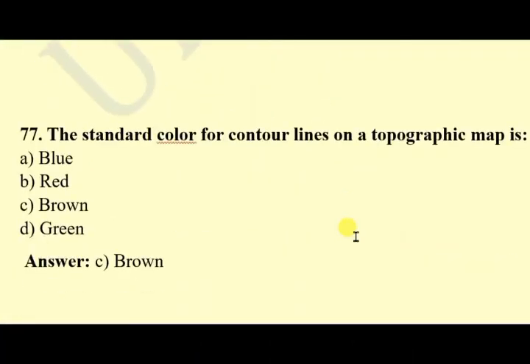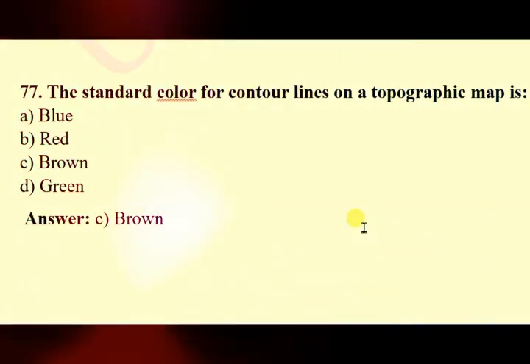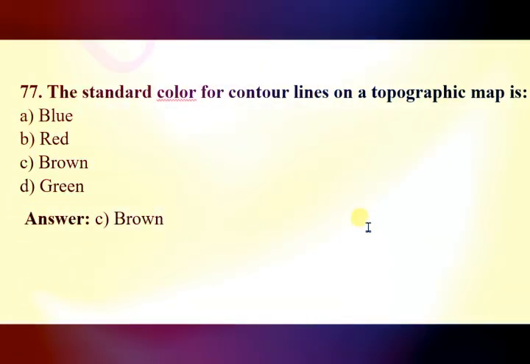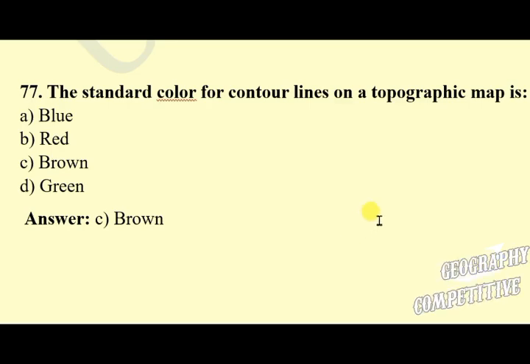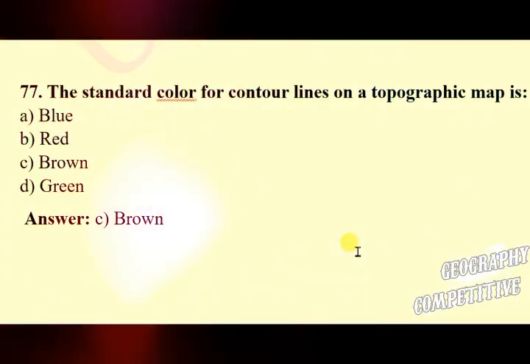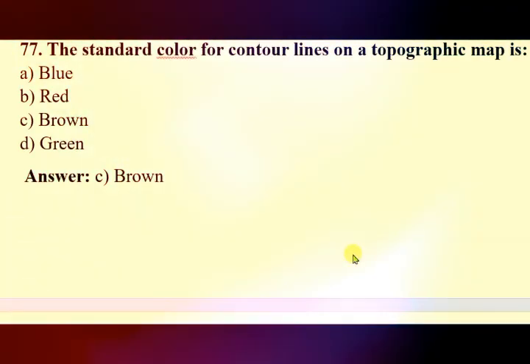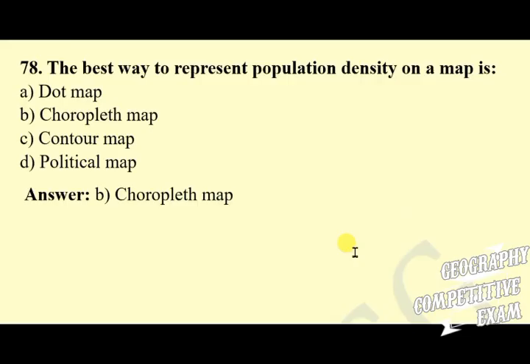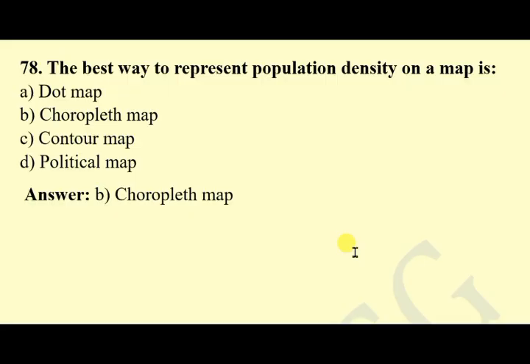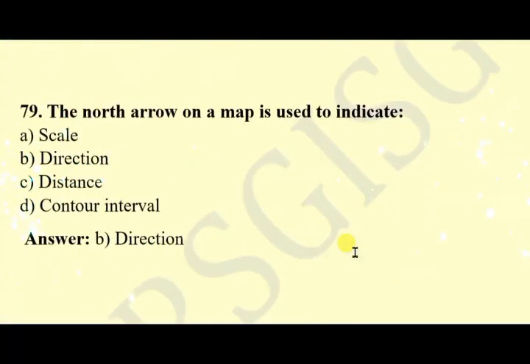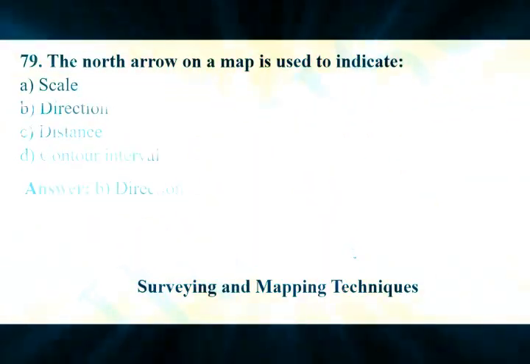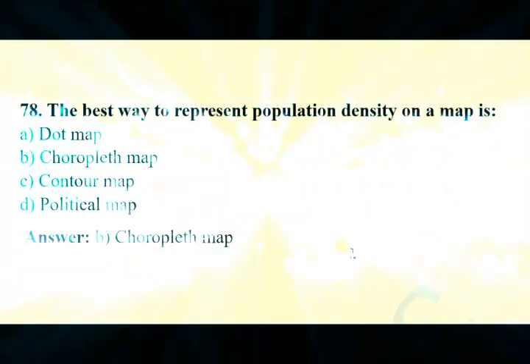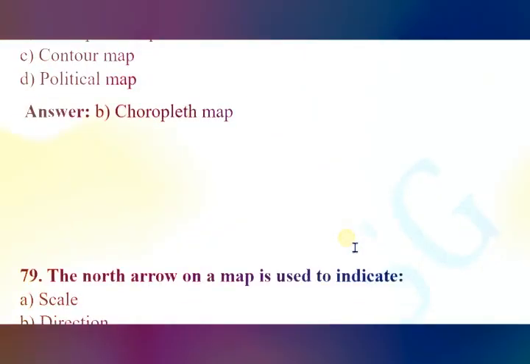Map elements and symbols category. Question number 77. The standard color for contour lines on a topographic map is blue, red, brown, green. Here the right answer will be brown. All the topographic altitudinal features are shown in brown. Question 78. The best way to represent population density on a map is dot map, choropleth, contour, political. The right answer will be choropleth map. For the case of population distribution, a dot map will be better than the choropleth map.